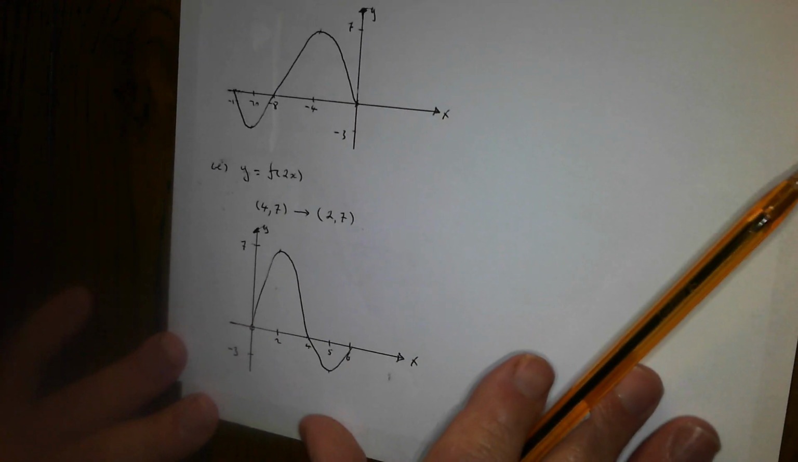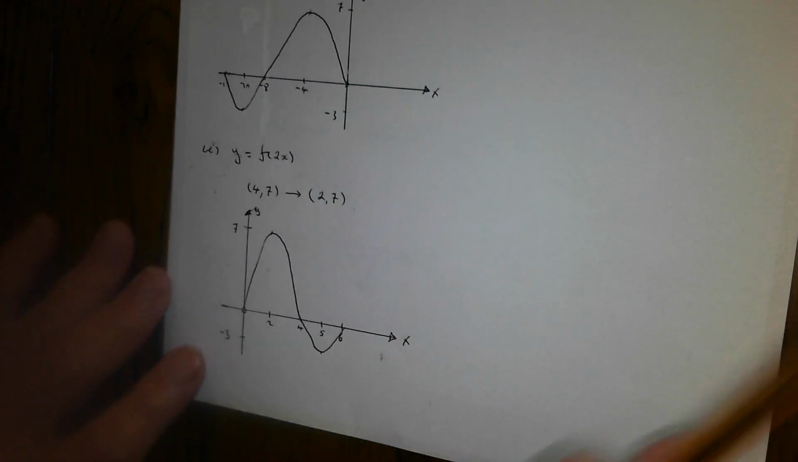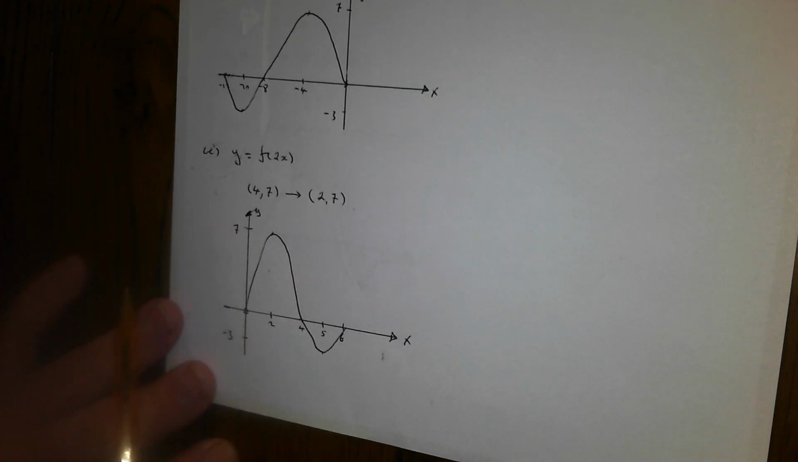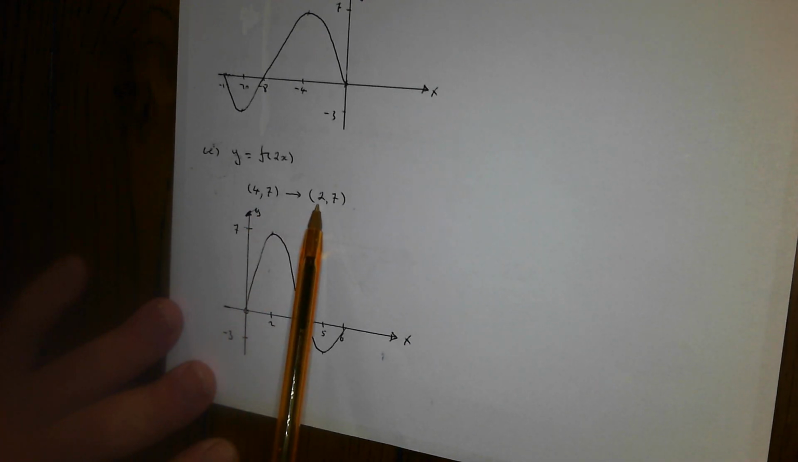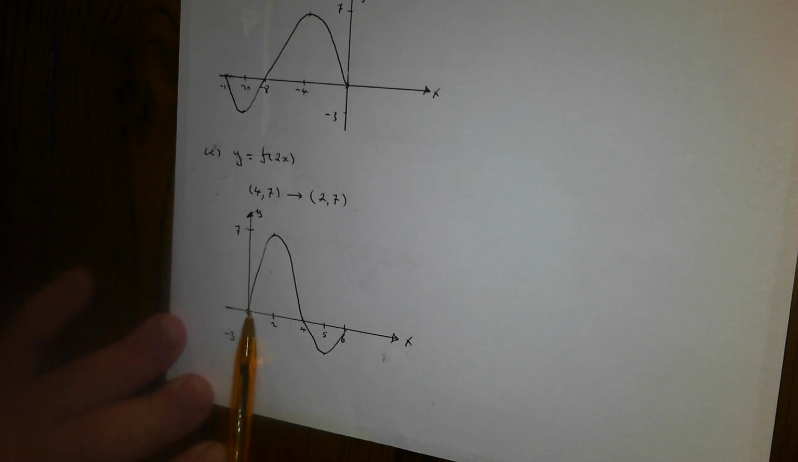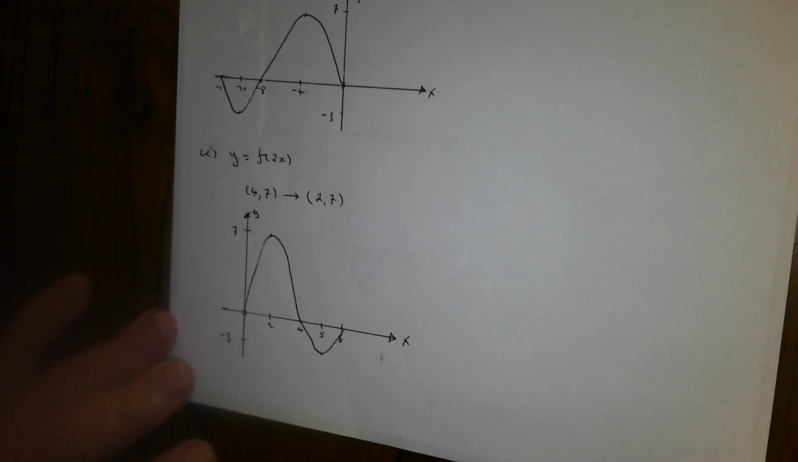And finally, as a wee reminder, f(2x). This means you double the x coordinate and then you plug it into the function. So (4, 7) becomes (2, 7), because 2 times 2 is 4. We know that f(4) is 7. So you get (2, 7). The y coordinate stays the same, and all the x coordinates are halved. A bit like y equals sine 2x, where the period is 180 degrees and not 360.